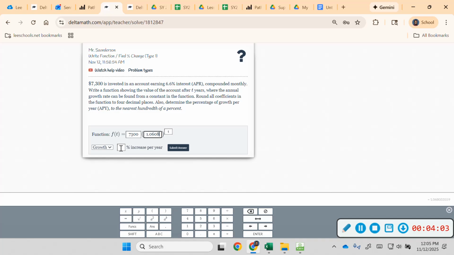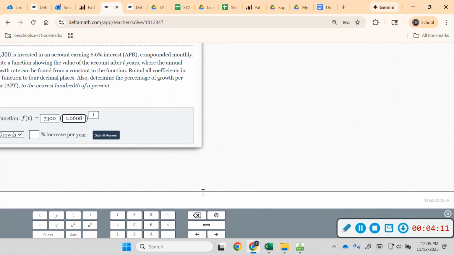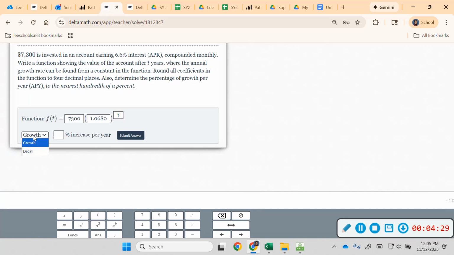Oh, I wrote this incorrectly. It's 1.06803. Again, it still doesn't round up, so it will just be this right here. Now I need to figure out if it's a growth or a decay. It's a growth whenever the number in the parentheses is bigger than 1. Is this number bigger than 1? Yes, it is. So it's a growth, and we need to figure out how much it's growing by.